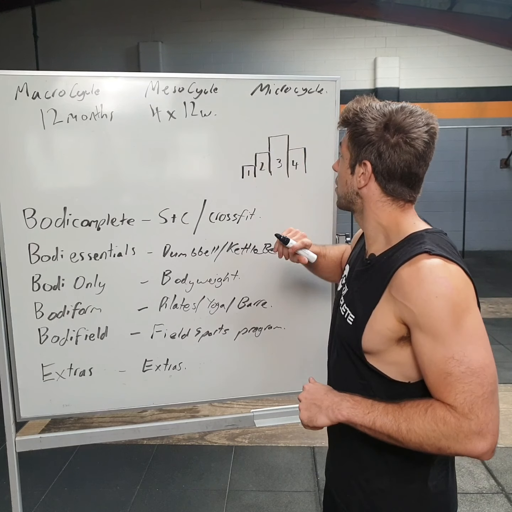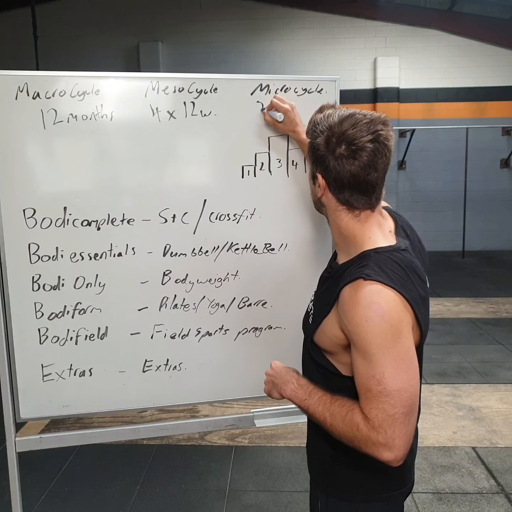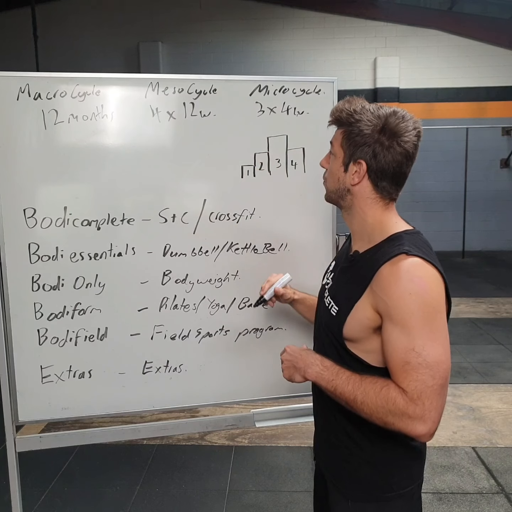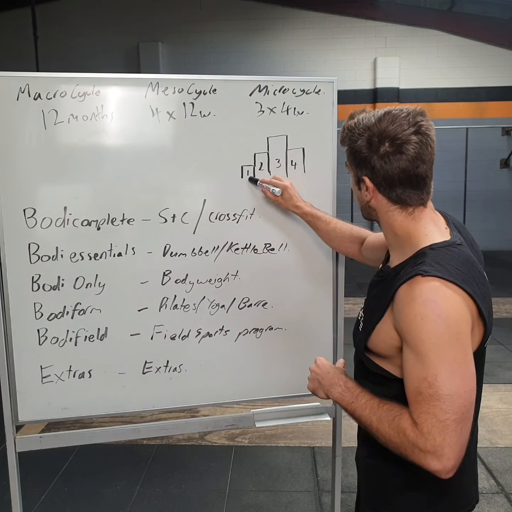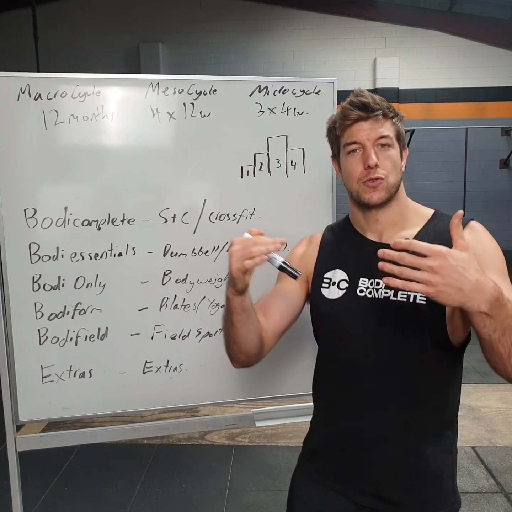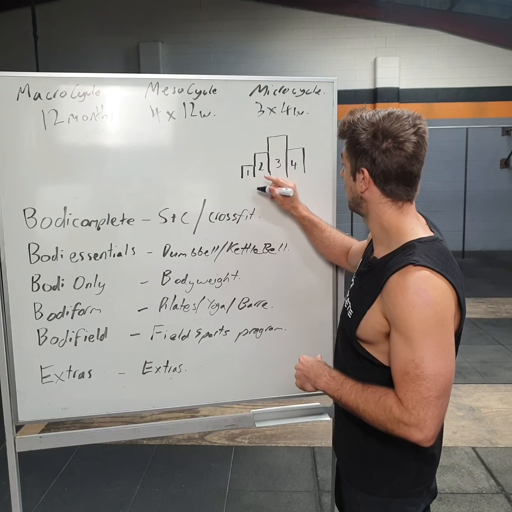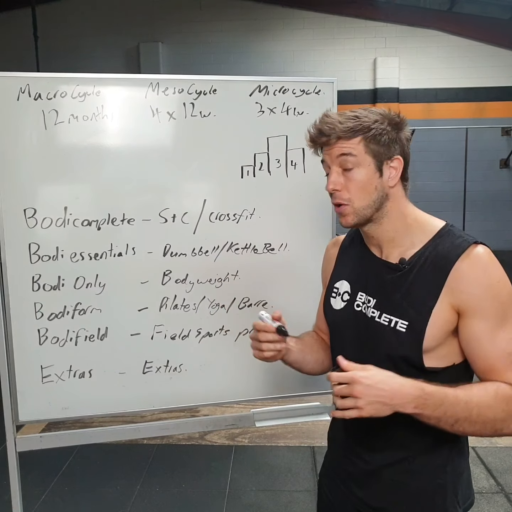The microcycle is a 4-week period within that. So we have a 3 by 4 week period that makes up your mesocycle. Each 4-week block is broken into a structured progression over that period. So week 1 will be quite challenging. Week 2 will get a little bit harder again. Week 3 will be the hardest week on the program.